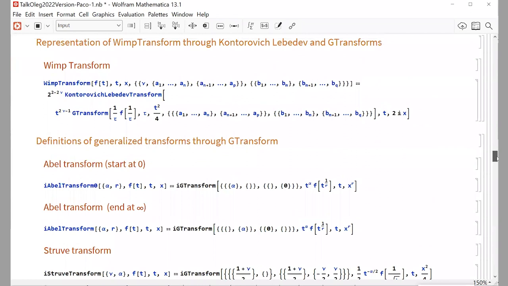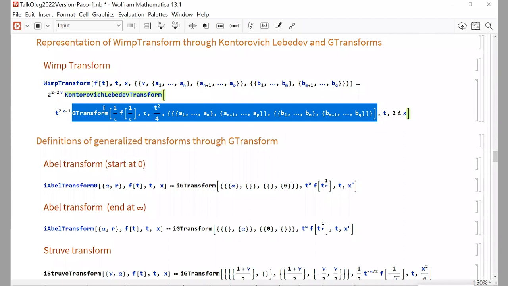Here is an important formula: the Wimp transform is a composition of two transforms, one transform from the other. If we compose them, we produce a new one, and if instead of the J transform we take just the unit transform, it will be like a Dirac delta kernel inside this J function. No parameters alpha, beta, A, B.